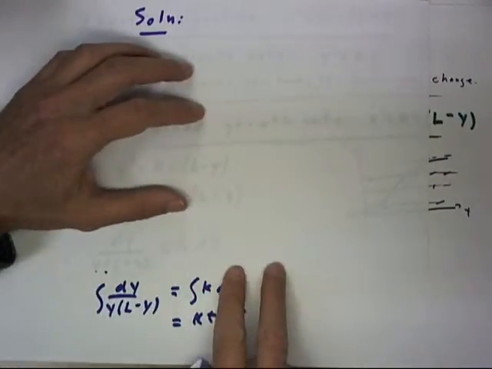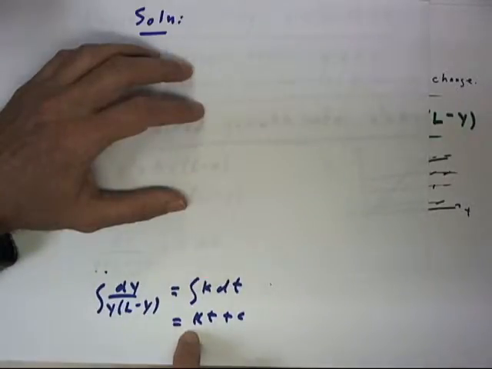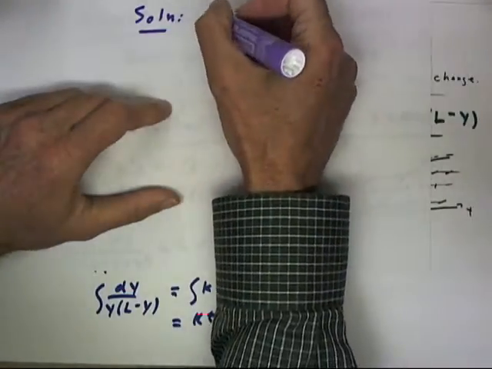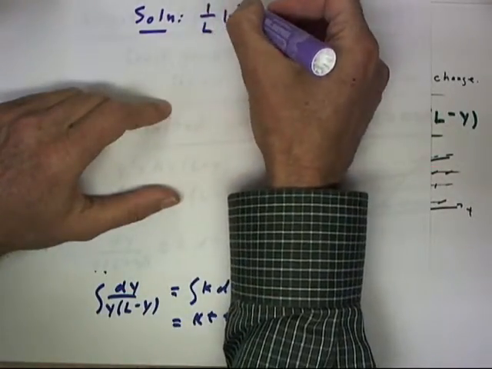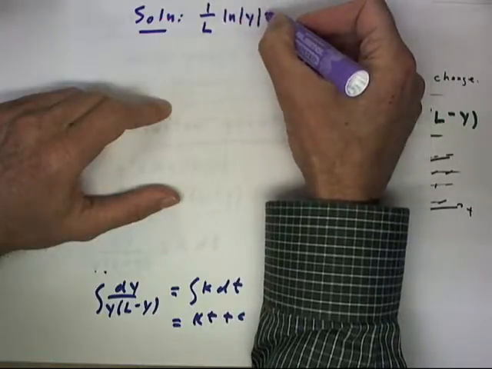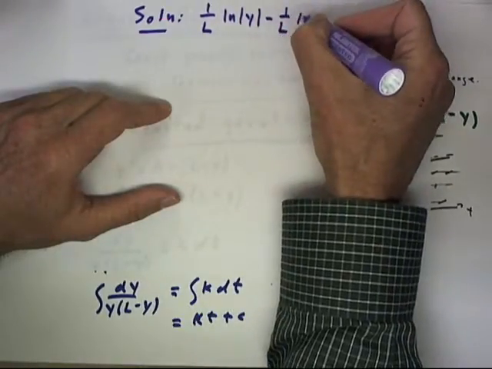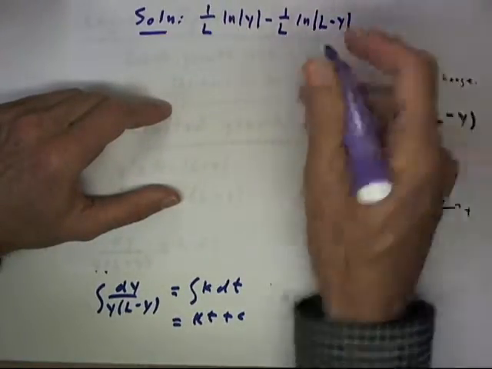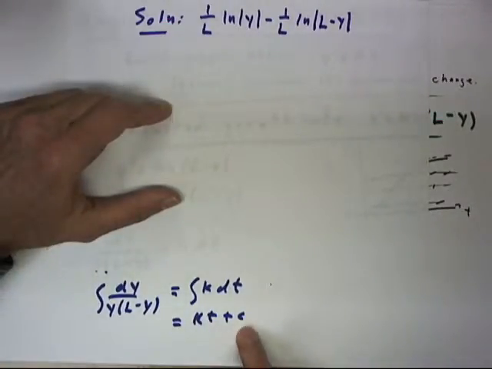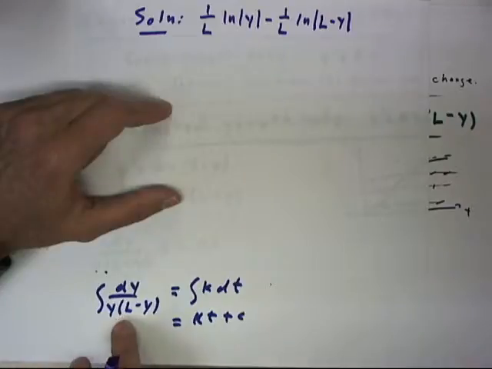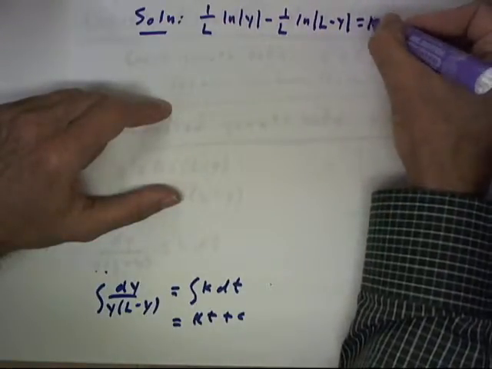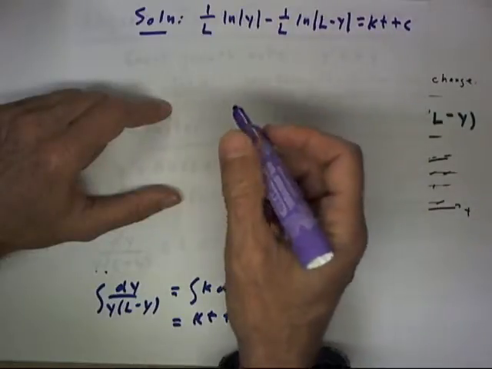Okay, so we've been solving this equation. We've determined that the left-hand side integrates to give us 1 over L times the natural log of the absolute value of y minus 1 over L times the natural log of the absolute value of L minus y. There's an integration constant, but we've already got an integration constant on this side of the equation, so we won't worry about the integration constant from this side. They can just be absorbed into one constant. And we see that the right-hand side is just kt plus c.